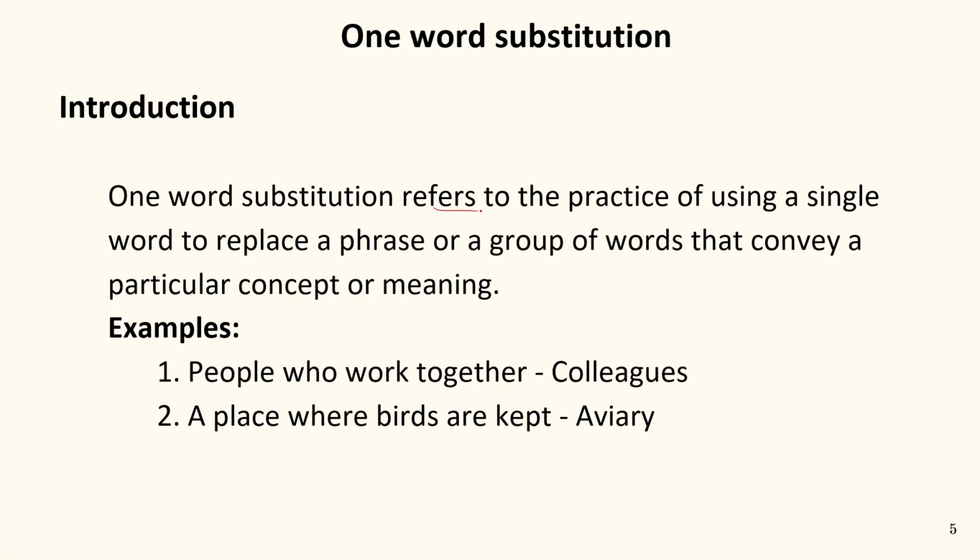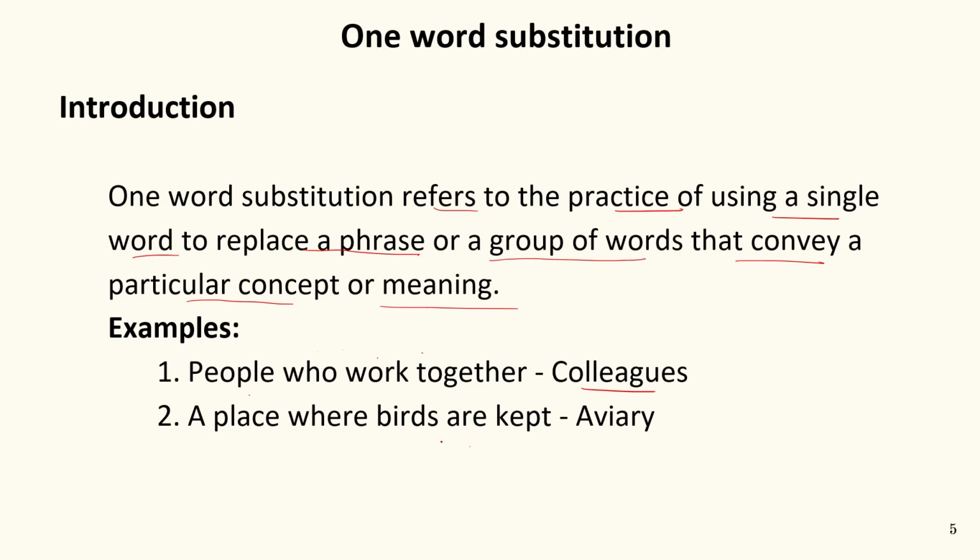One word substitution refers to the practice of using a single word to replace a phrase or a group of words that convey a particular concept or meaning. It means a word for a sentence or a single word for a group of words. For example, people who work together. Here we have a phrase. People who work together are called colleagues.